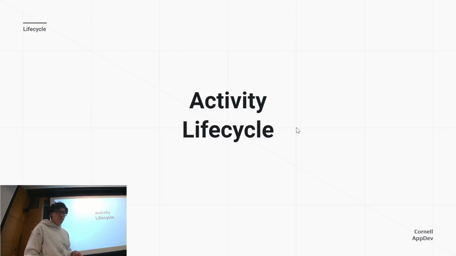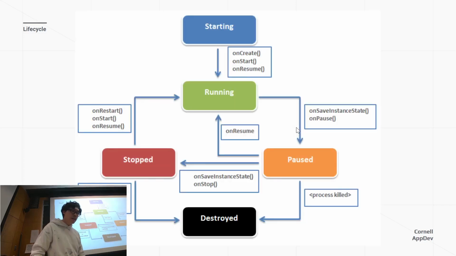And finally, we have activity cycles. For activity cycles, this is just how Android deals with activities in the background. And here is an image of the flow state. For any activity, it starts at starting, and then it will use those functions over here: onCreate, onStart, onResume. Once you call those, it will go into running, and then there'll be many different ways of going to different states.